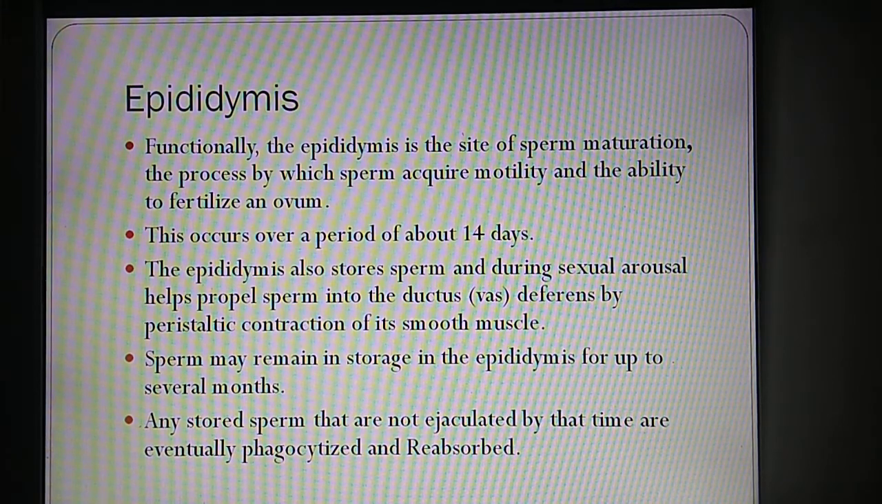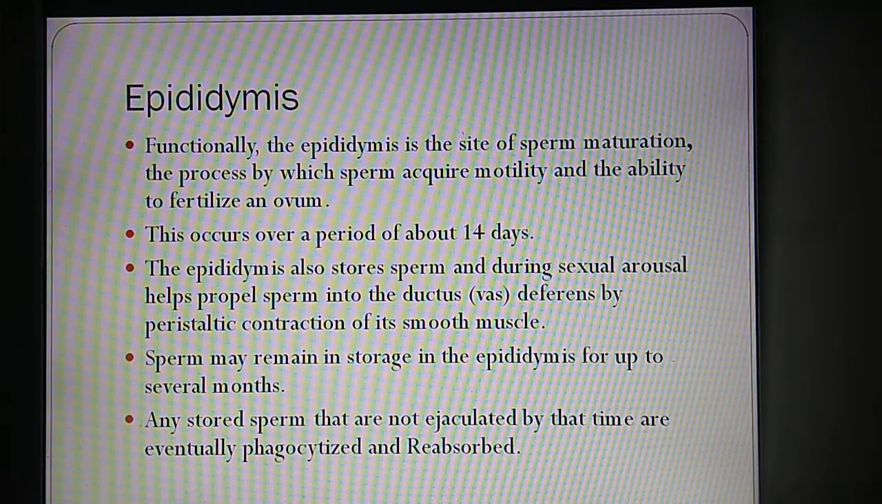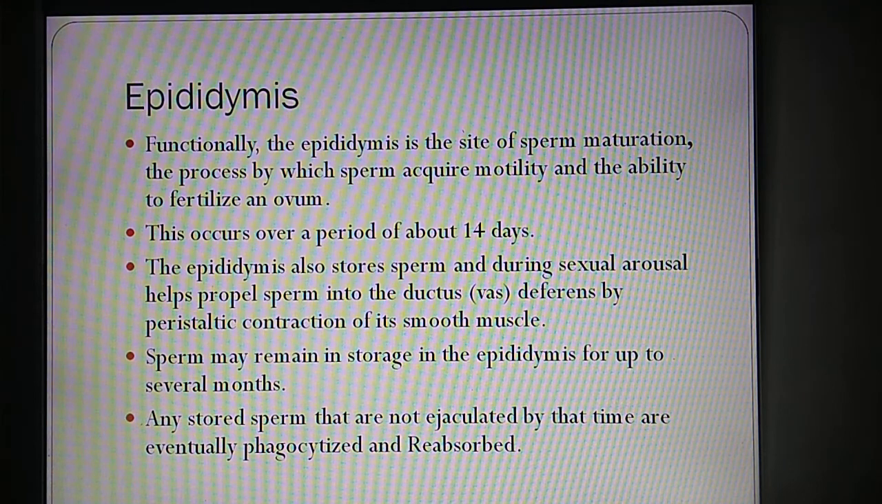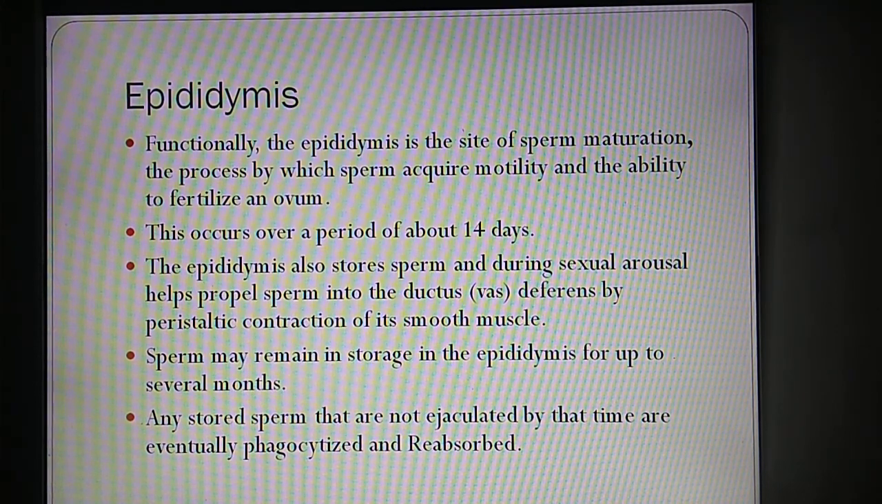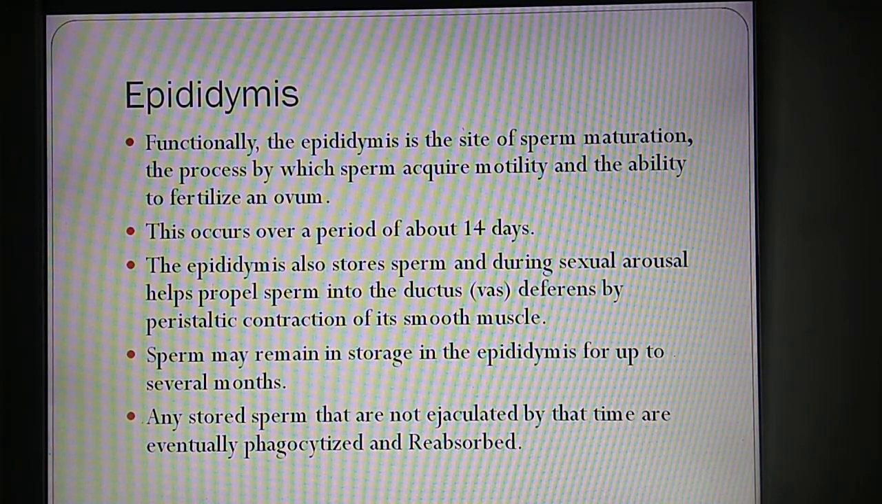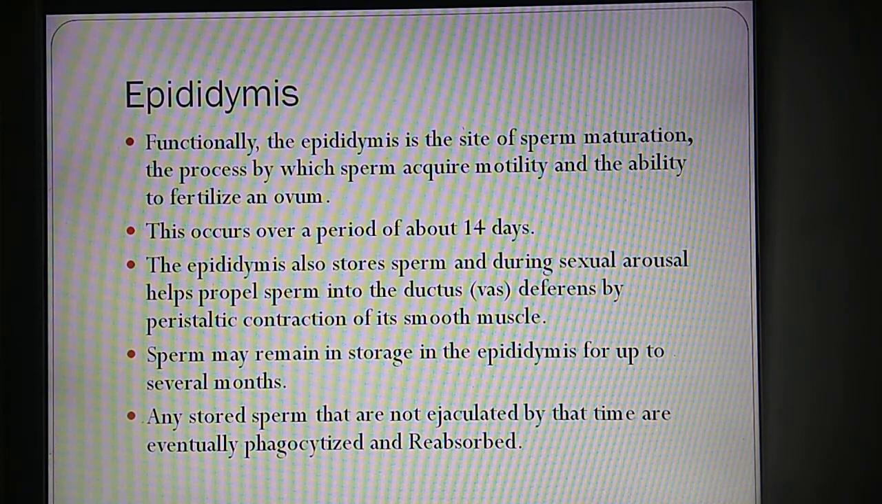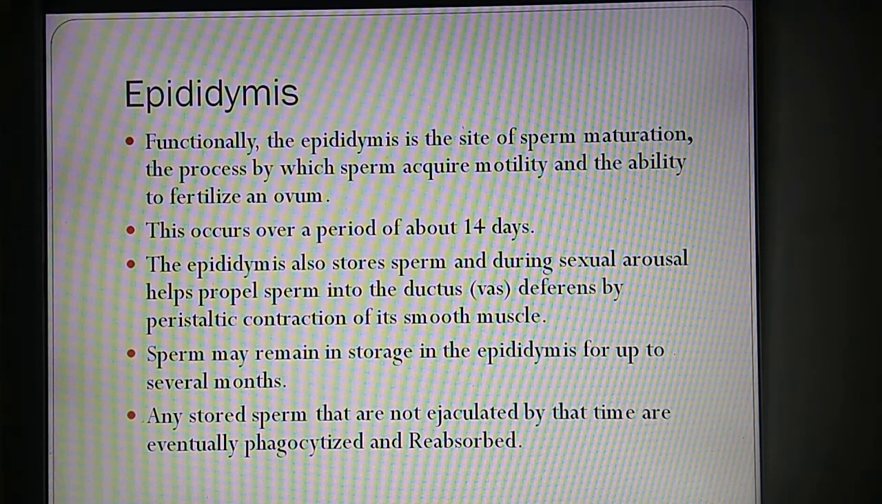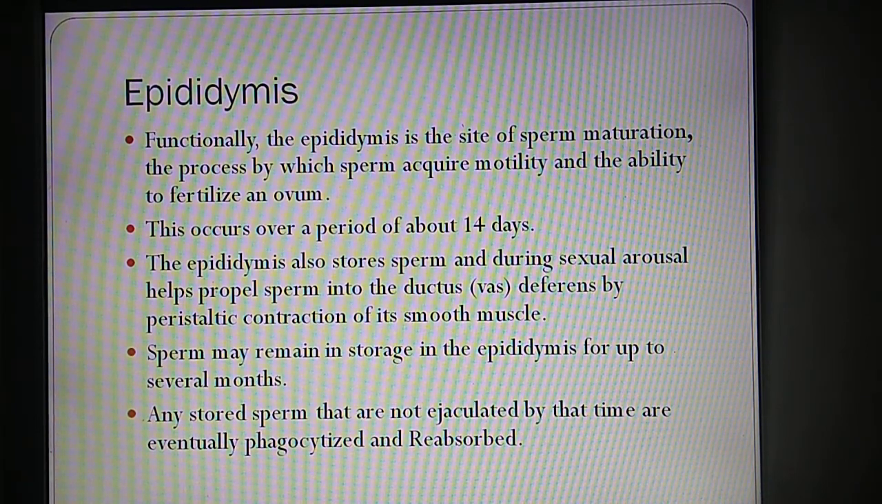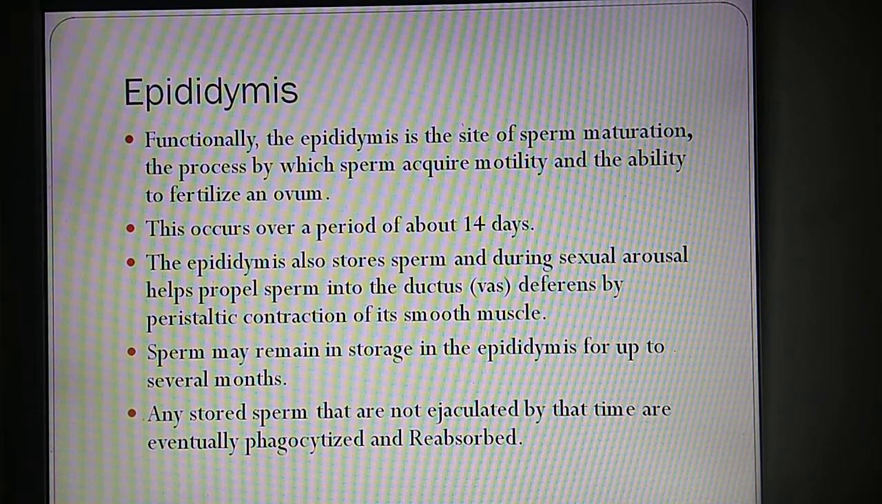Functionally, the epididymis is the site of sperm maturation, the process by which sperm acquire motility and the ability to fertilize an ovum. This occurs over a period of about 14 days. The epididymis also stores sperm. During sexual arousal, it helps propel sperm into the ductus or vas deferens by peristaltic contraction of its smooth muscle. Sperm may remain in storage in the epididymis for up to several months. Any stored sperm that are not ejaculated by then are eventually phagocytized and reabsorbed.